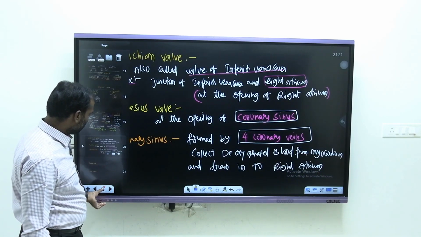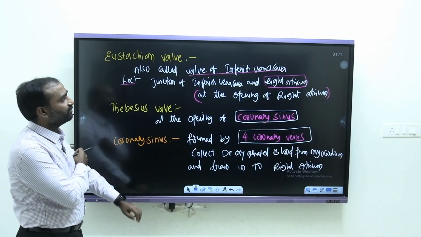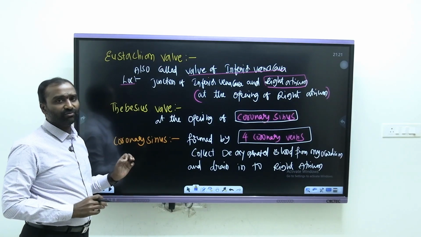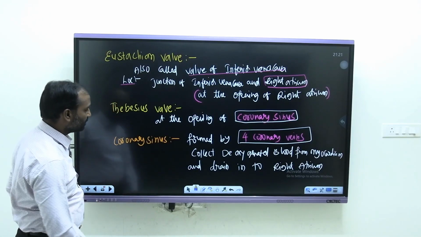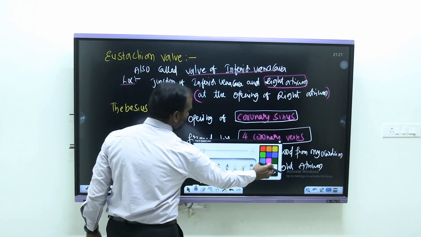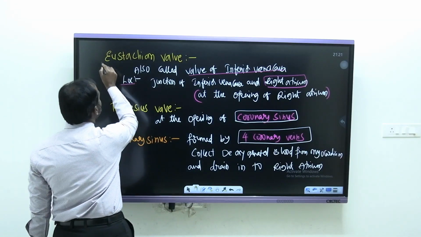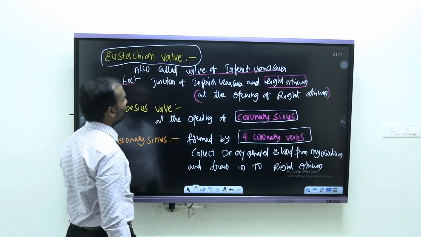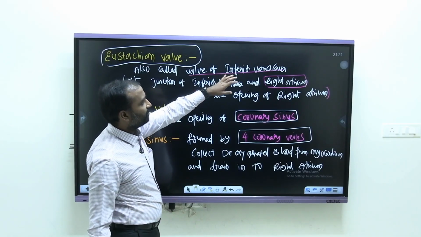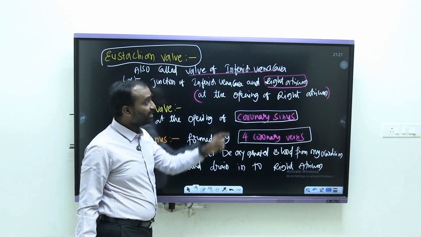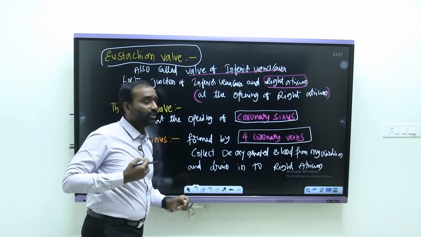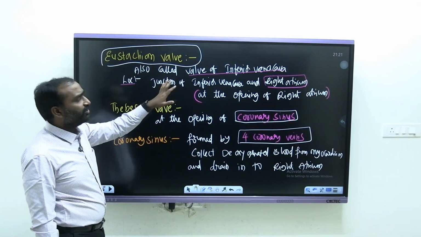Next, to move on to the different kinds of valves which associate with the various vessels. And the first one is the Eustachian valve. Okay? It is also called the valve of the inferior vena cava. The inferior vena cava function is what? Collecting deoxygenated blood, draining into the right atrium where it is present.